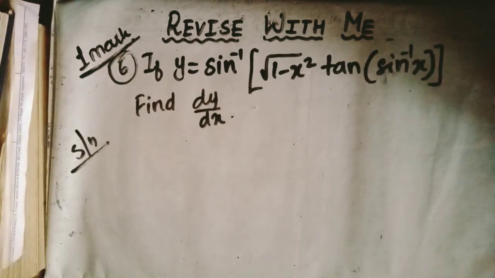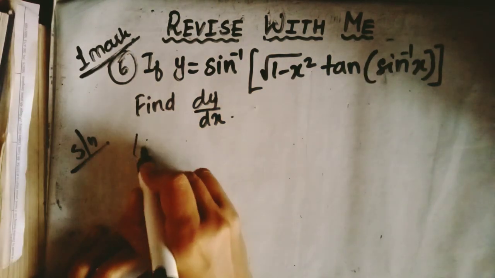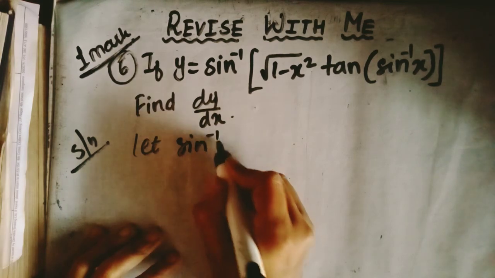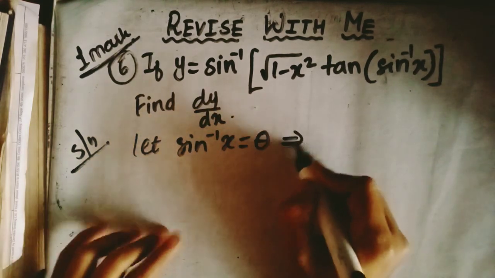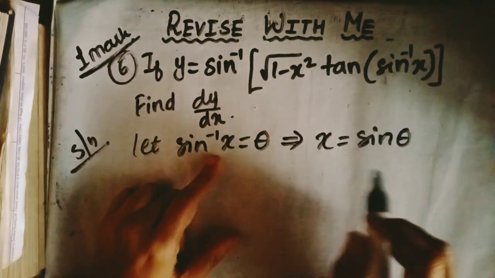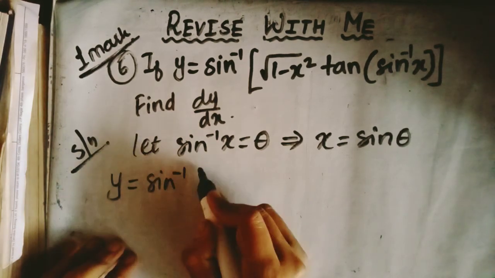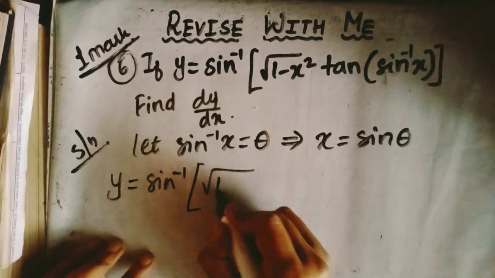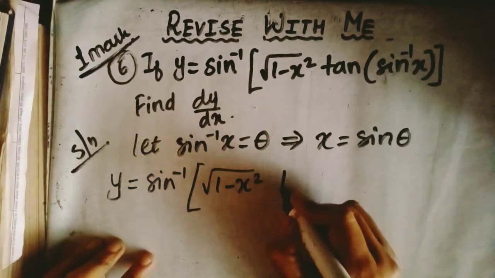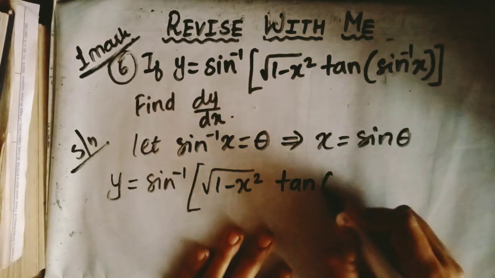Here y is given, that is sine inverse of root of 1 minus x square upon x. So you can substitute sine inverse of x as theta. Okay, so your x is sine theta. Substituting over there, you will get y equal to sine inverse of root of 1 minus x square upon x, where sine inverse of x is theta.